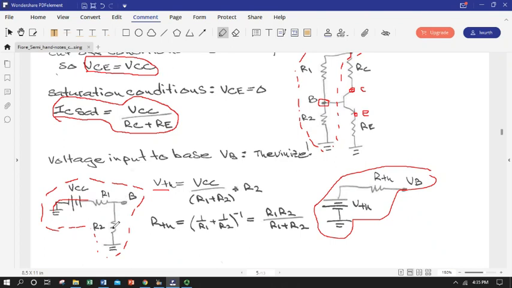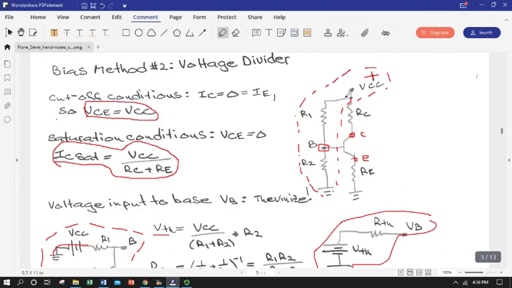That puts R1 and R2 in parallel. So just the parallel resistor formula. With DC, very easy. No phase angles necessary. So that gives me a formula for my Thevenin voltage and equivalent resistor.